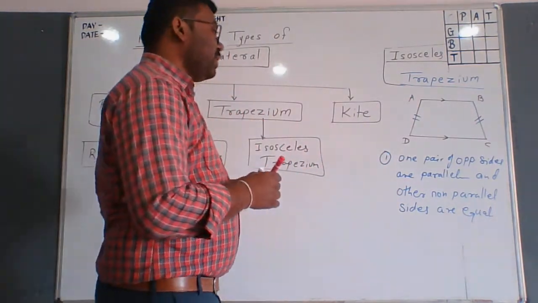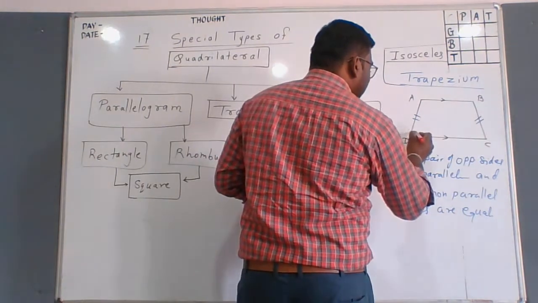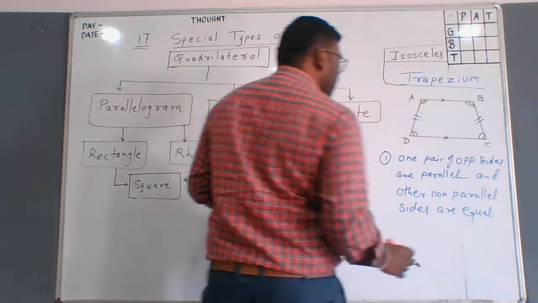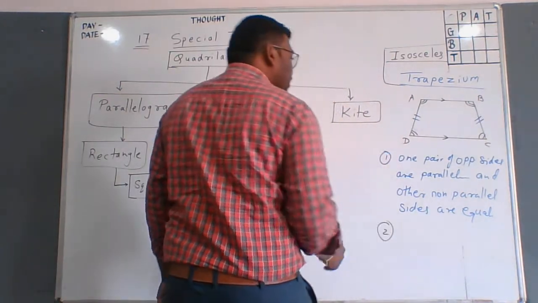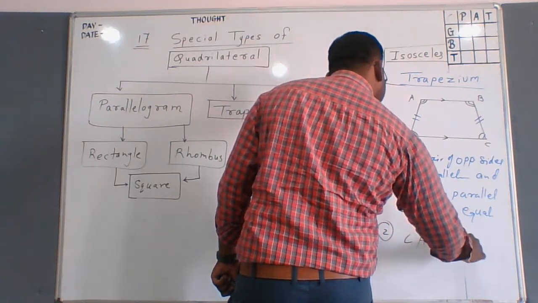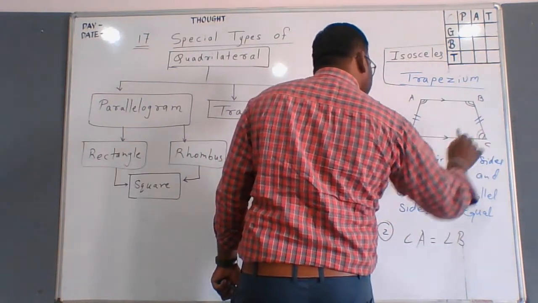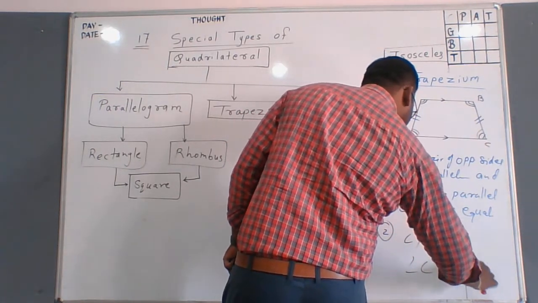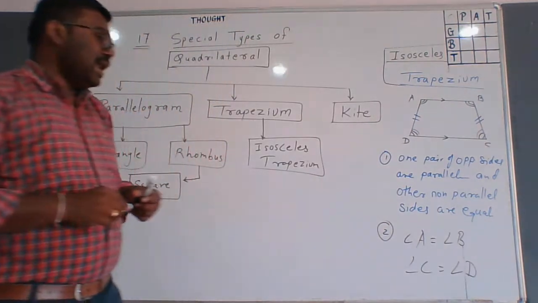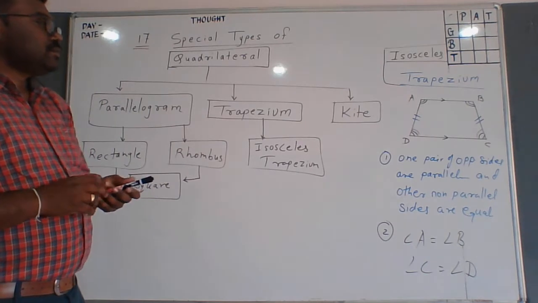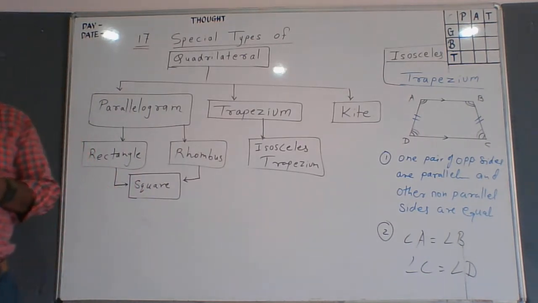And the second property is what? Base angles are equal and also the top angles are equal. That means we can say that angle A equals angle B and angle C equals angle D. Angle C and angle D are equal. Okay. This is about the trapezium and isosceles trapezium.